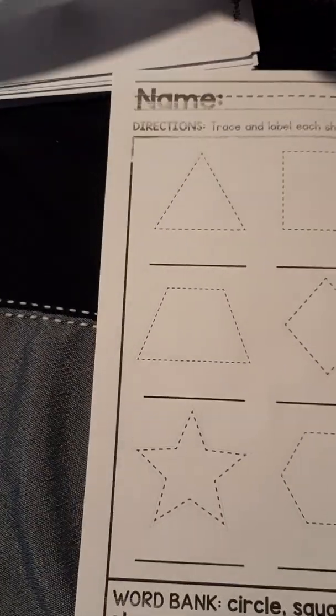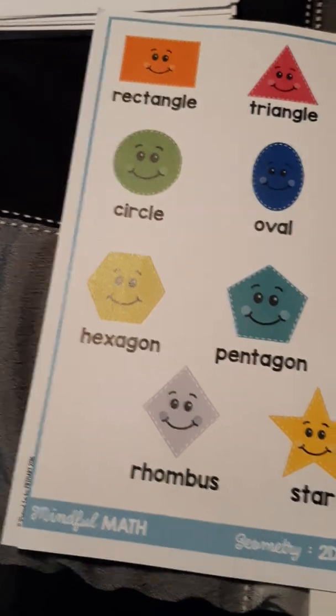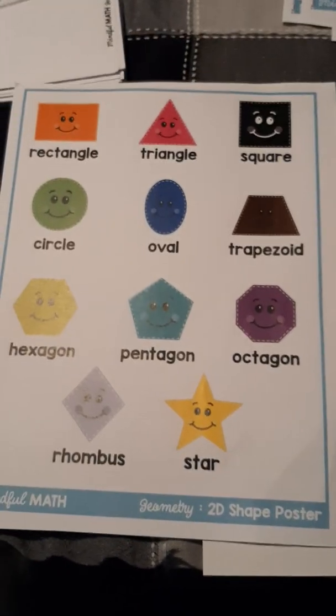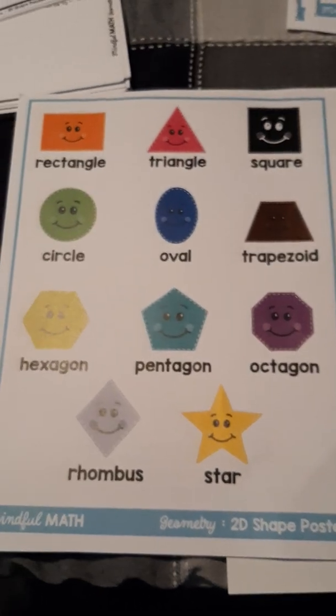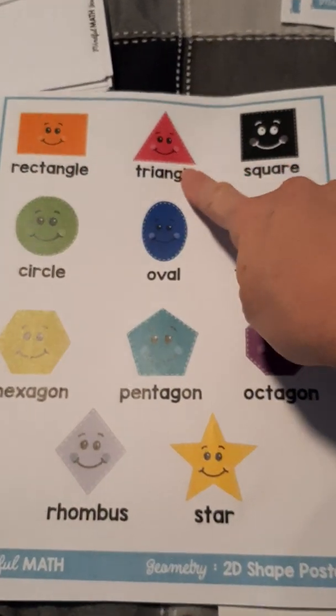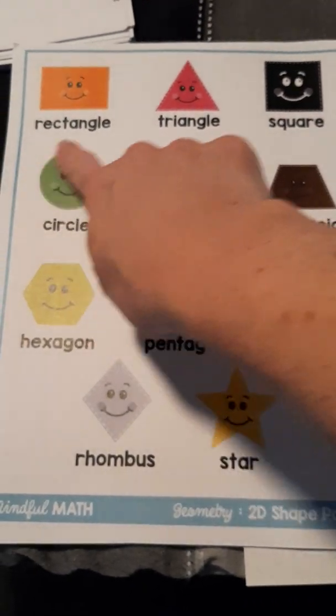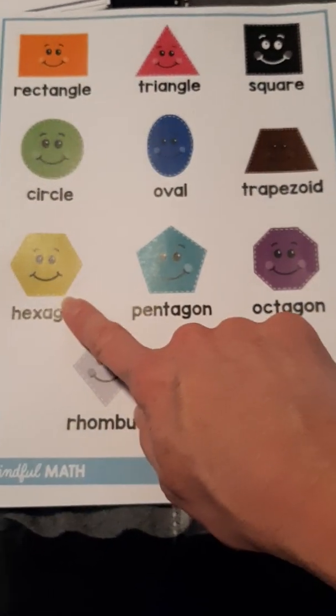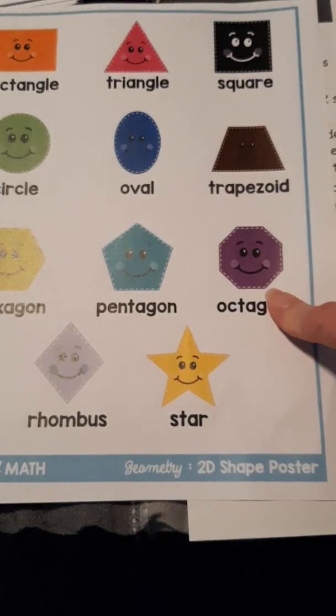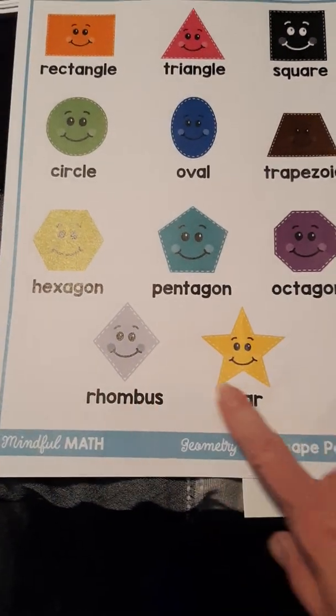Wait a minute, before I let you go, I might email this poster to you, boys and girls, so you can use it to help you do your math work. Rectangle, triangle, square, circle, oval, trapezoid, hexagon, pentagon, octagon, rhombus, and star.